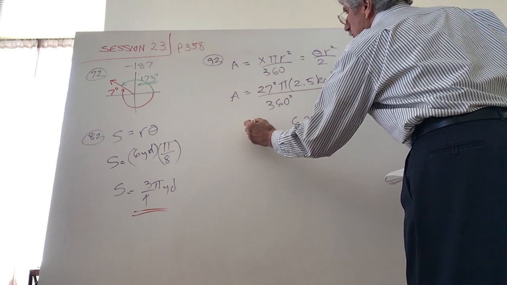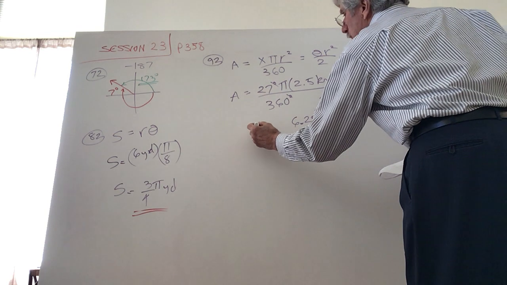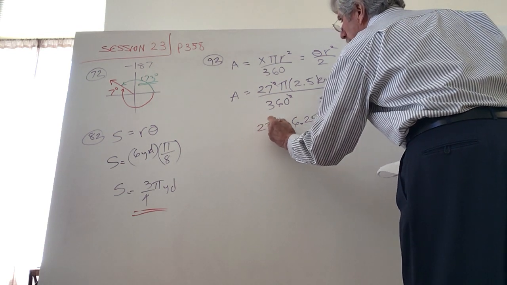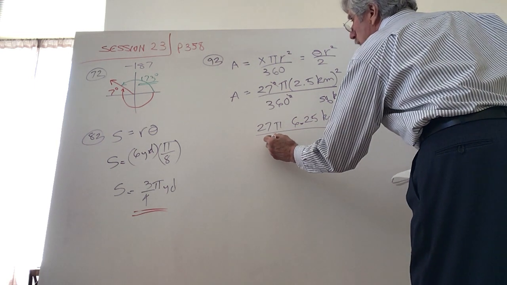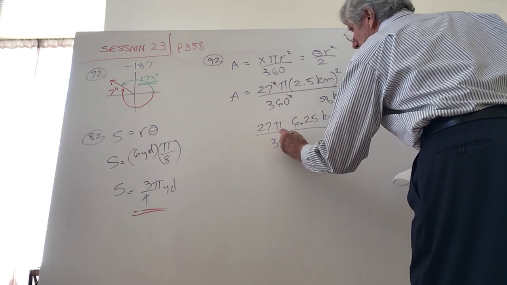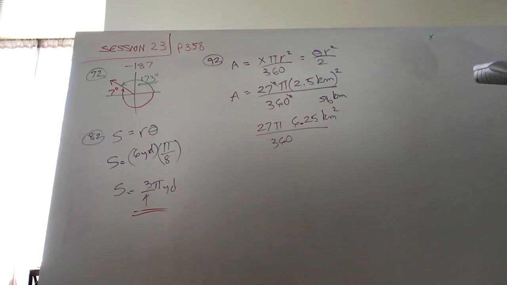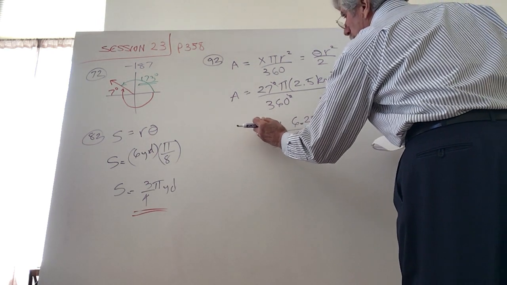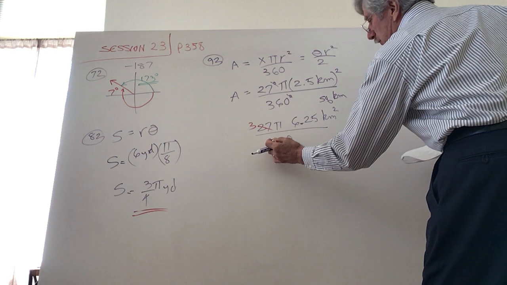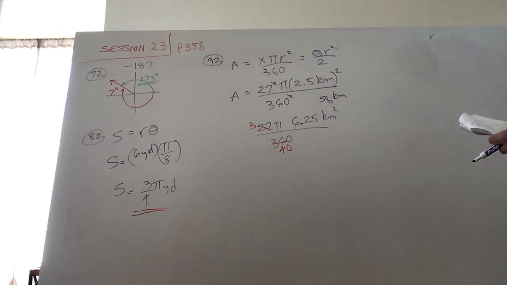The 27 degrees are gone. The degrees will be reduced also. So basically it's 27 pi and then 6.25 kilometers squared over 360. Could probably reduce that a bit. I think 9 goes into both the 27 and 360, so you may want to give that a try. 9 into 27 is 3 times, and 9 into 360 is 40 times. That's probably all we can do.